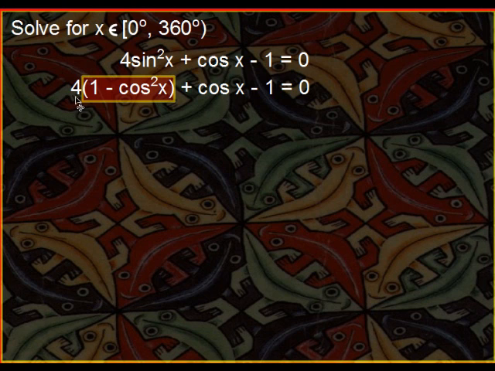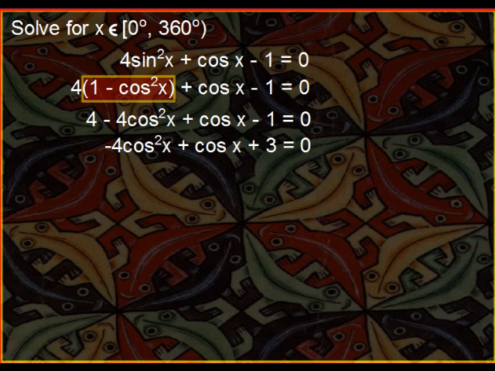Now it's 4 times this, so go ahead and distribute that. Then collect your like terms. So now what we have is this. Our leading coefficient is negative, so we're going to multiply this entire equation by negative 1. And now it's in quadratic form. So now we're free to factor this.